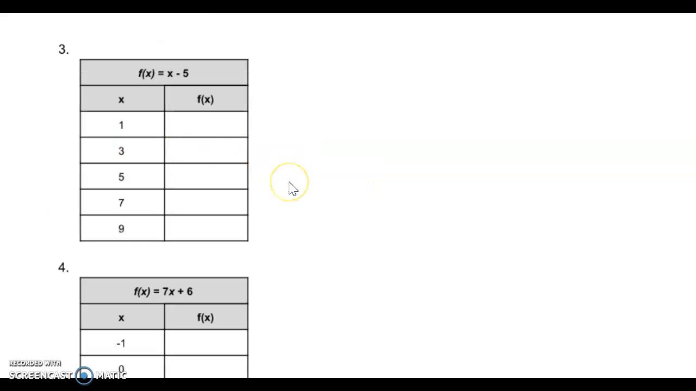Okay, the other two that you have are table 3 and table 4. Table 3 simply means subtract 5 from each number. So it's going to be 1 minus 5. 1 minus 5 is negative 4. All right, 7 minus 5 is 2. You're just going to subtract 5 all the way down.